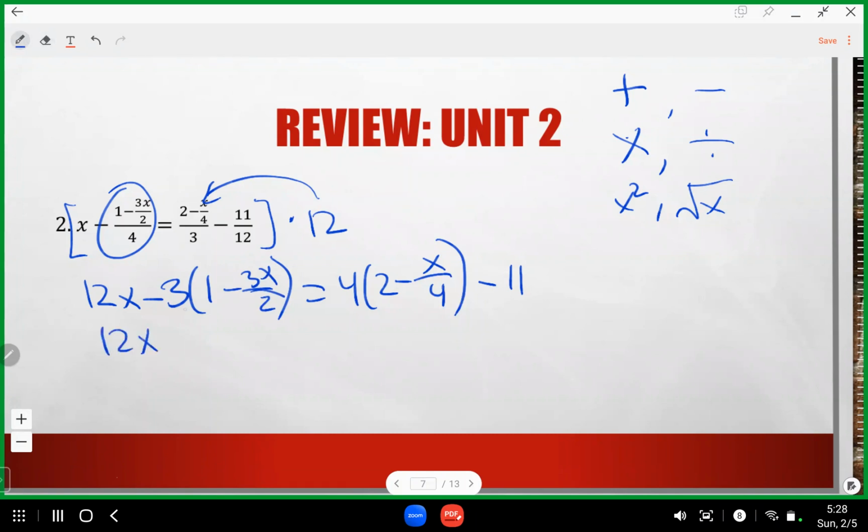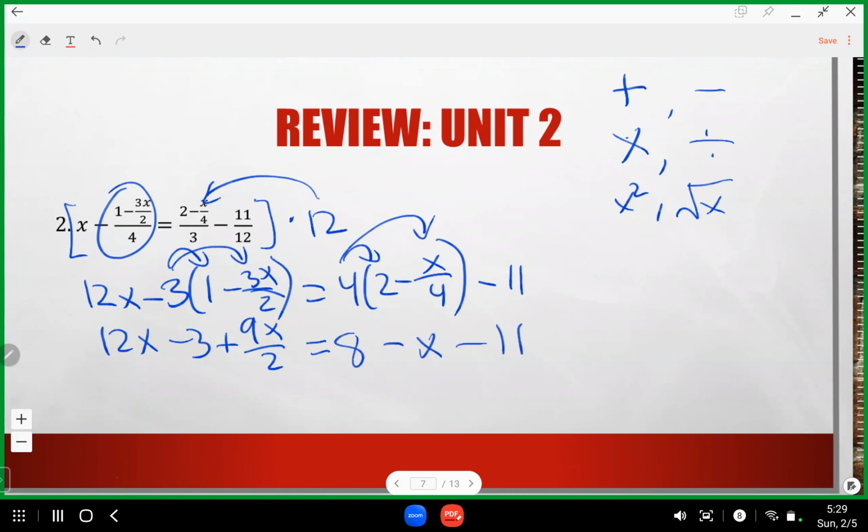So 12x. All right, Isabella, help me distribute this. How would you do this? What is negative 3 times 1? Negative 3. And then what is negative 3 times negative 3x over 2? It's going to be plus. Multiply the top first. It's 9, right? 9x over 2. And what about distributing this? 8 minus x. Nice. And then finally, it's just minus 11.